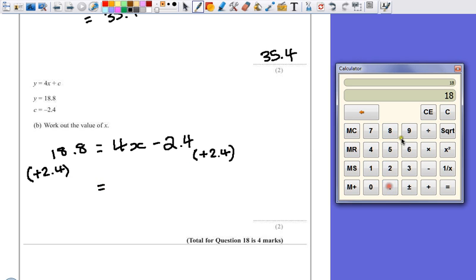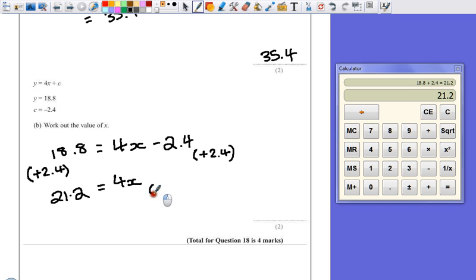We've got 18.8, add 2.4, which gives us 21.2. I still have 4x, but minus 2.4, add 2.4, they cancel each other out, so that's all we're left with. So now I've got 4 of these.